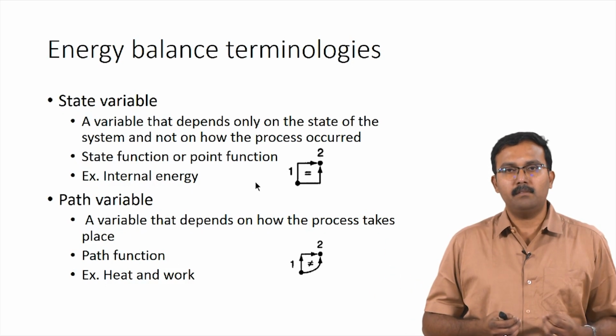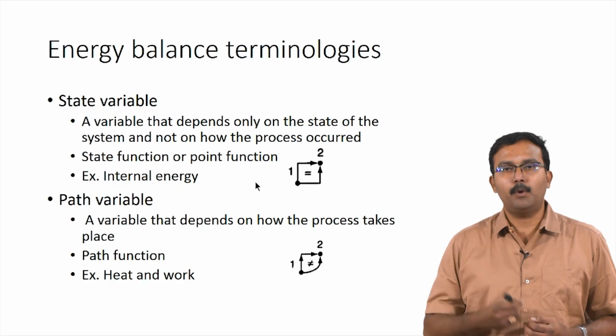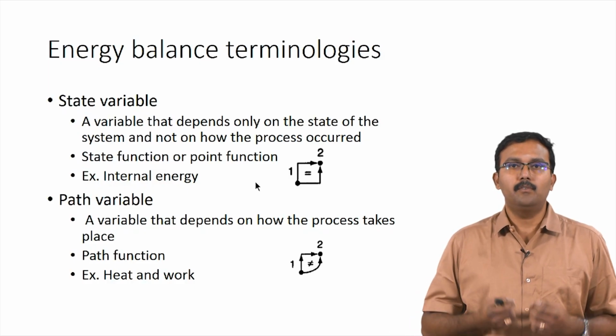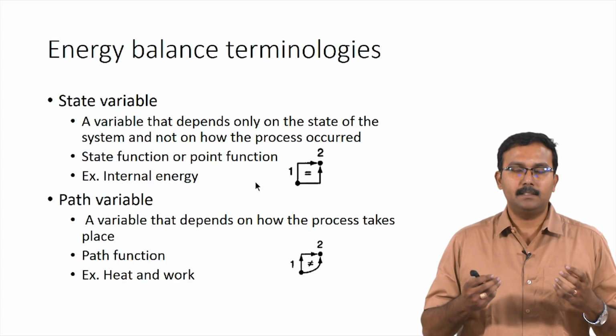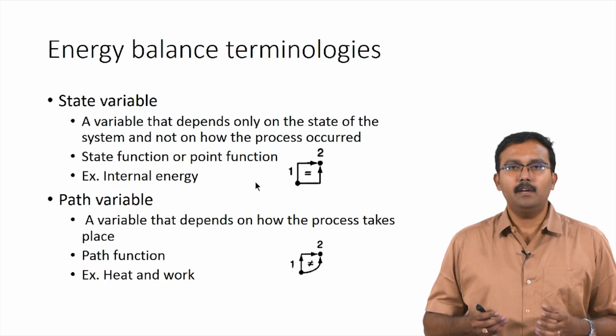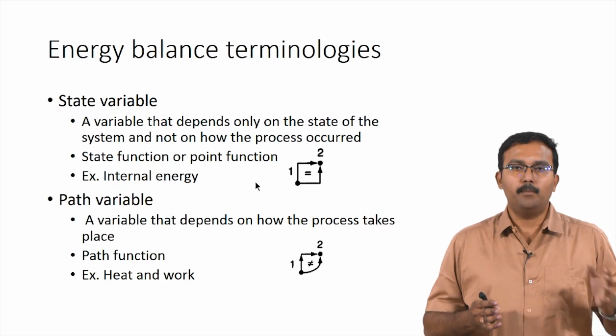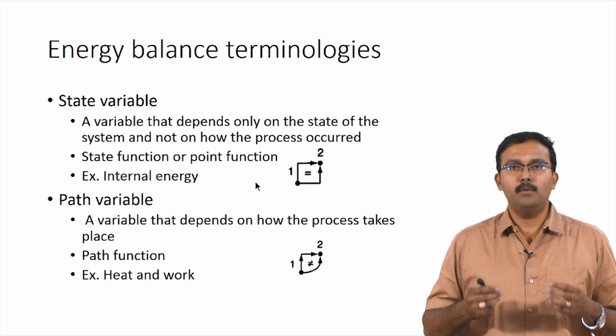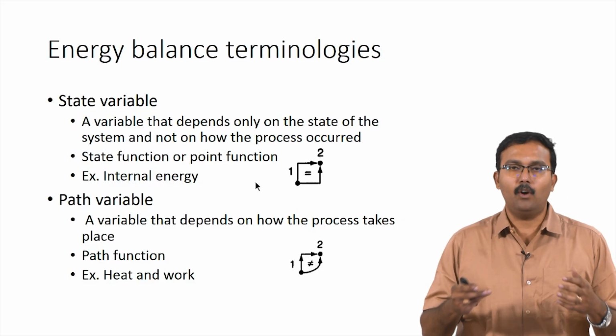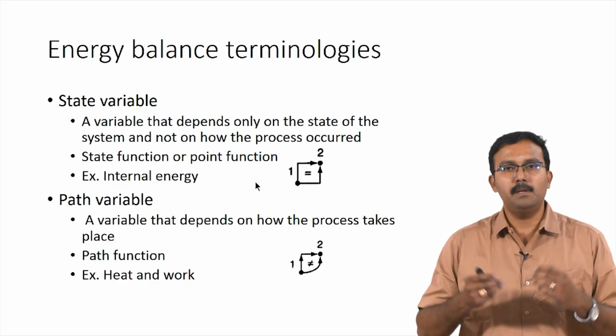When we talk about path variables, the path taken or the process which happens is crucial for the magnitude of this value. So, let us take this simple example. If I were to move an object from point A to point B through a straight line, there would be some amount of work which would be done on the object for it to be moved.